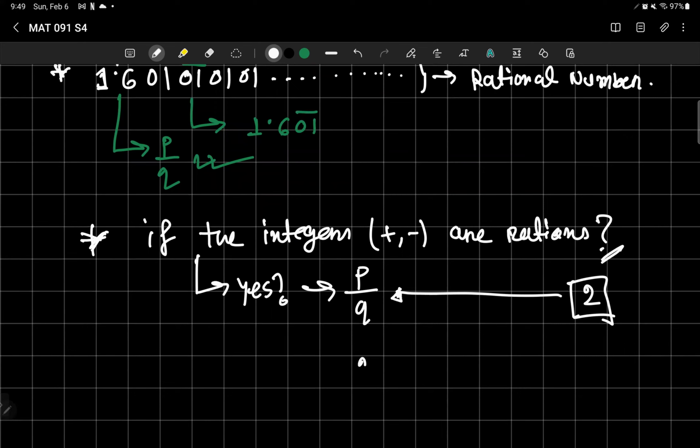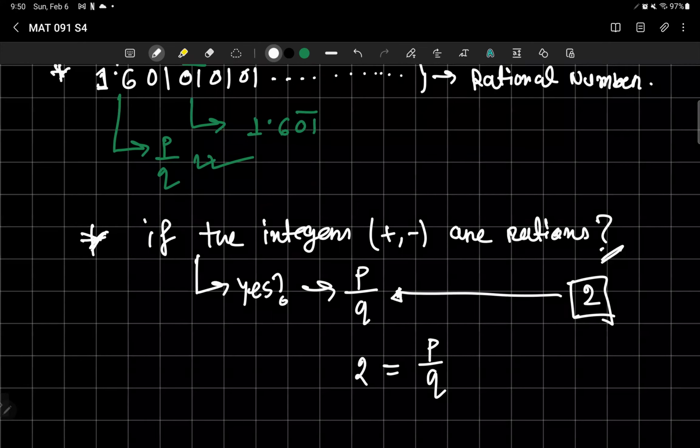What is p and what is q? Well, I mean, this is what you are saying, right? This is p by q. So can you tell me what is p and what is q? Sir. Yeah, and 2 by 1, sir. Exactly.